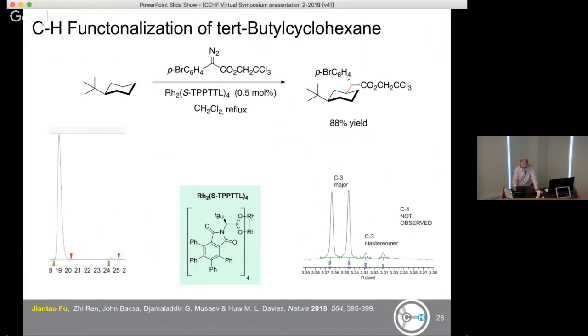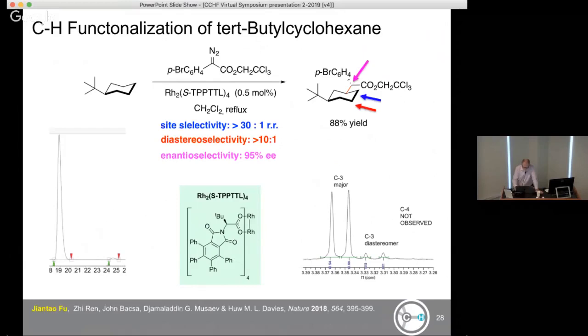So when we took tertiary butyl cyclohexane, we got 88% yield. And the results are so good, I have to show a bit of the spectra as well, because the site selectivity against C4 is huge. The signal for C4 occurs at about 3.28 in the NMR, and it's actually missing. And then also the selectivity between C3 and C5 is really good, because you can see that what we call the C3 diastereomer is actually due to C5 functionalization. And you can see it's a strong favor at C3.